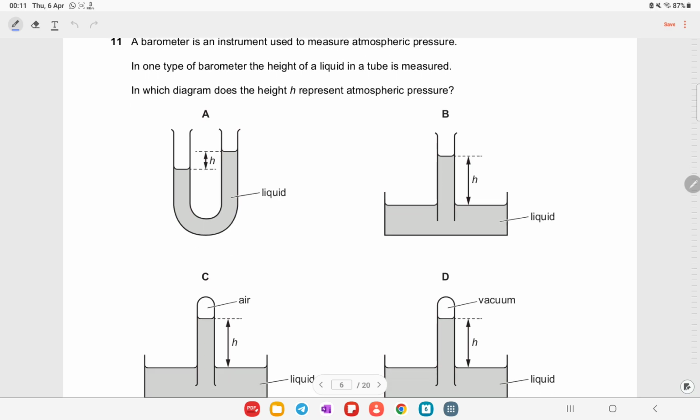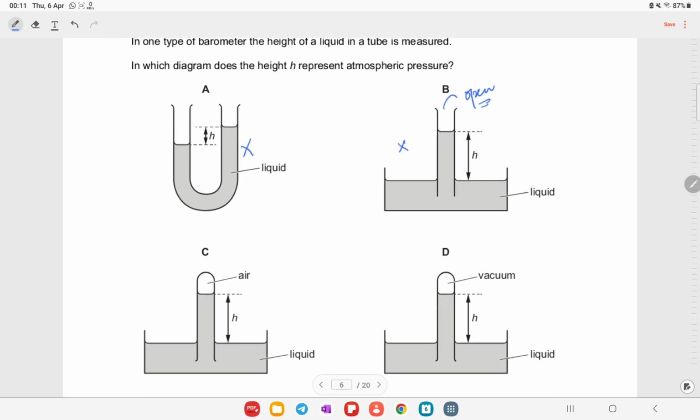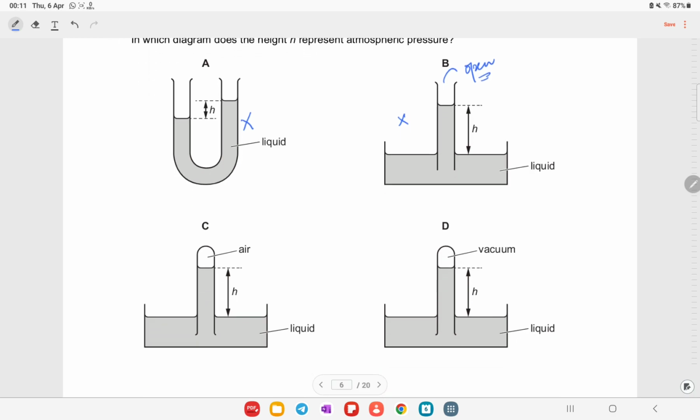Okay, now you see this thing. This is not your barometer, because this end is open. And now in C and D, these two are barometers. The only difference is this: when you have a test tube, you fill it up completely, so there should not be any air in the barometer. So option D is your right answer in this case. That was a common sense question.